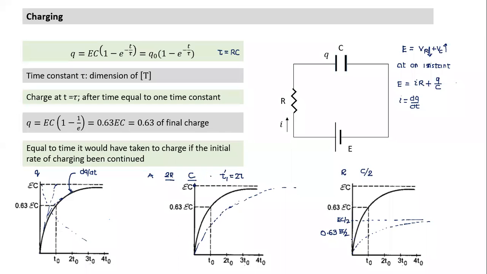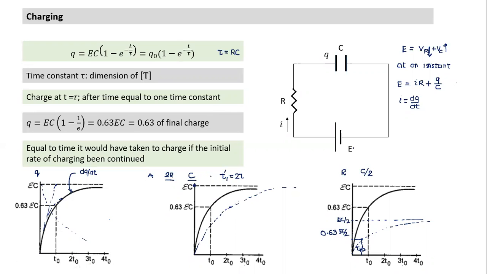So if this is where it acquires half the charge at time T naught, it will acquire it at time T naught by 2. So we should understand how to use this formula. And what is the current? If Q is given, we can find the current. This indicates the final charge E into C, and we can calculate current as dQ by dt.